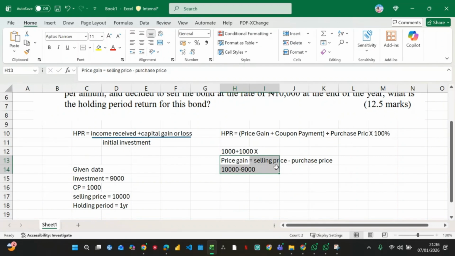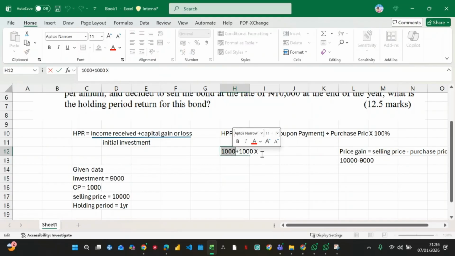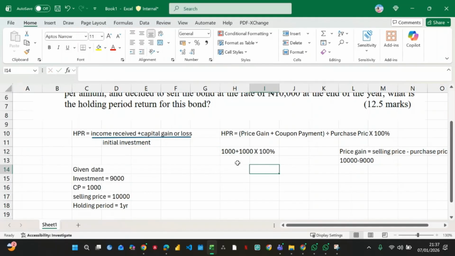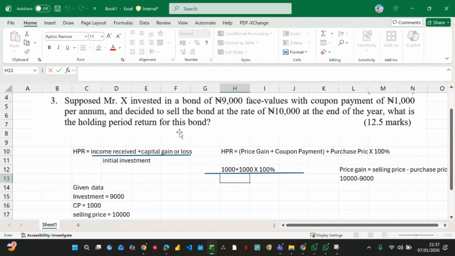So let me just put this one side here so that we'll continue from here. So when we have this, this is going to be multiplied by 100%, then divided by the initial investment, 9,000. We are going to divide it by what? Divided by 9,000, the purchase price. We'll divide by 9,000.